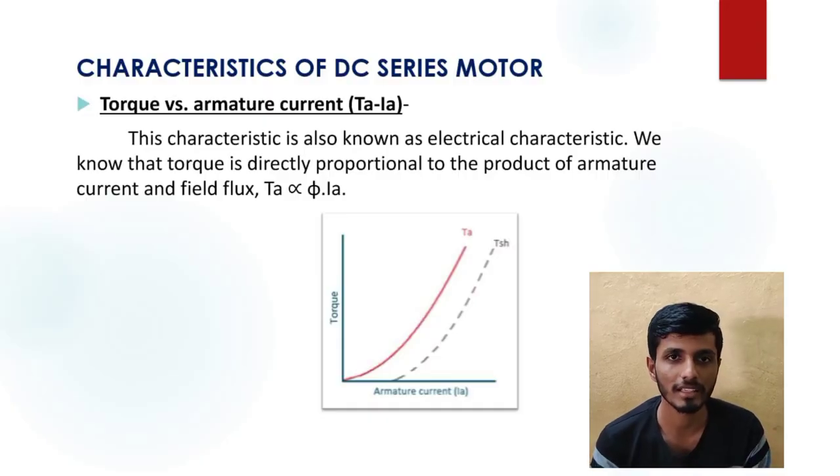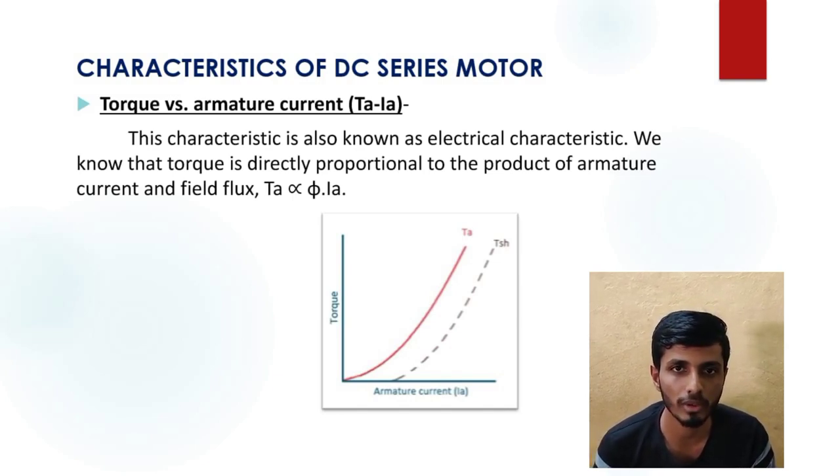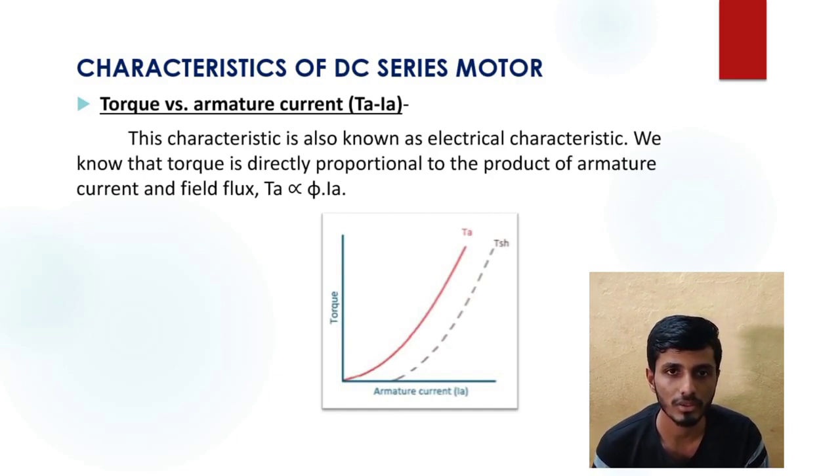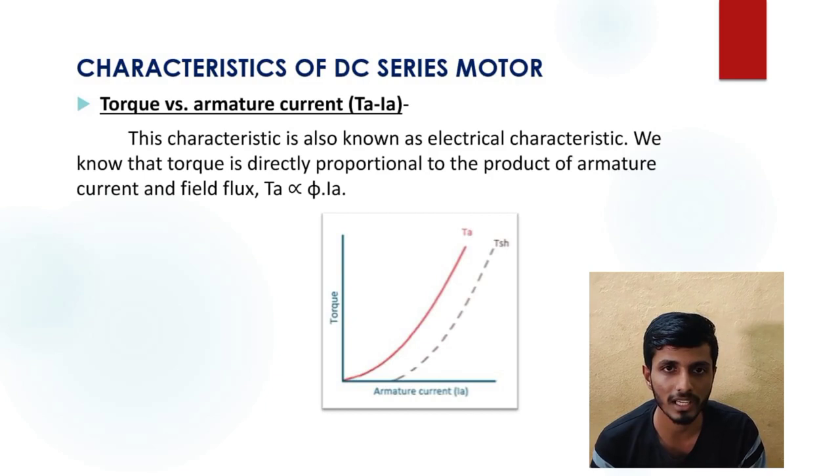The first characteristic of the DC series motor is torque versus armature current. This characteristic is also known as the electrical characteristic. We know that the torque is directly proportional to the product of armature current and field flux. As you see in the figure, the graph of torque versus armature current is parabolic because the armature current and field current are equal.